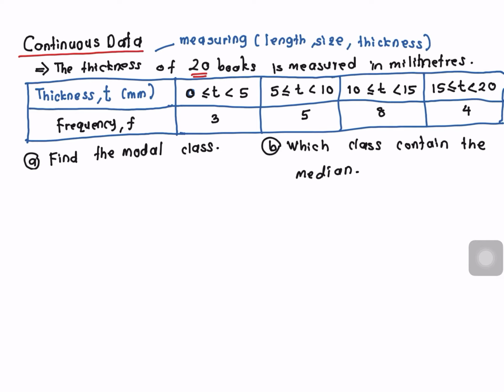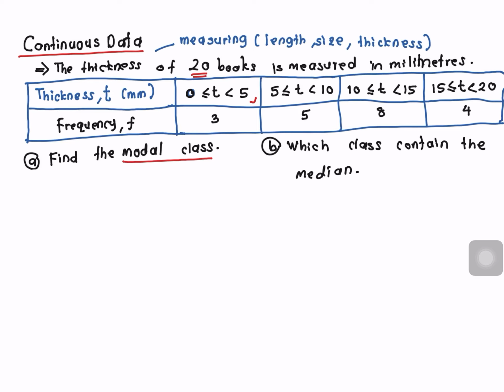in millimeters. Okay, so as you can see here, the frequency table shows the thickness and the frequency, and this one is the class interval, and the frequencies as well, right? So the first question here is find the modal class. Okay, actually it is quite similar, and it's the same method as how to answer the discrete data.